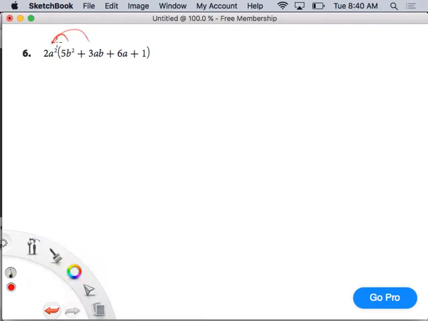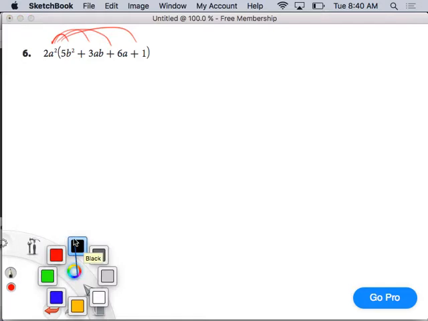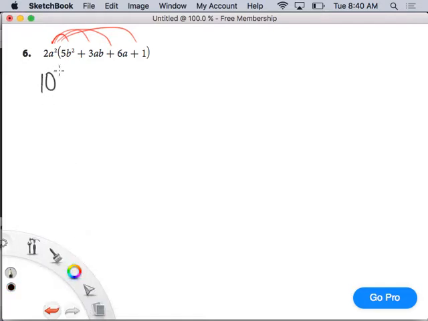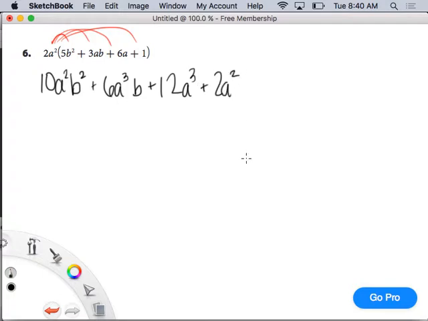All right, number 6. Bring it in. 2 times 5 is 10. A squared, b squared. 2 times 3 is 6. A squared times a to the first is a to the third, b. Plus 2 times 6 is 12. A squared times a is a to the third, plus 2a squared. Okay? I skipped all the steps because you guys should have done the work. But any questions on how I got any of that? Okay, if you didn't get that, you should be checking it and raising your hand if you need help.